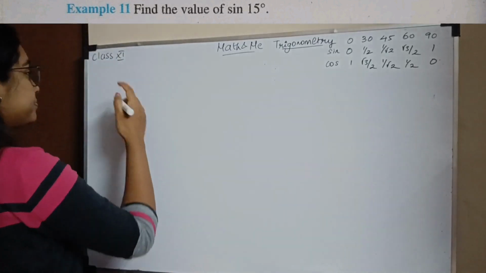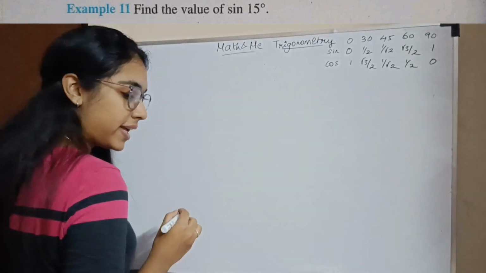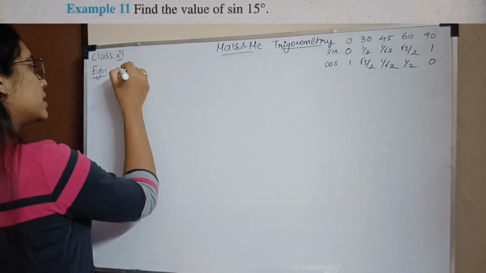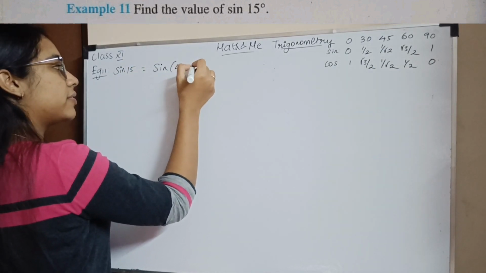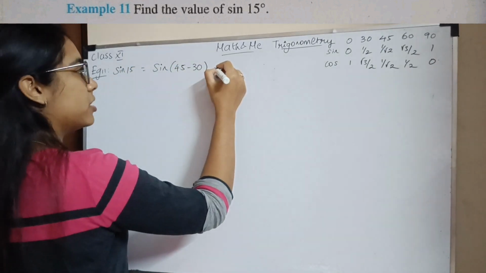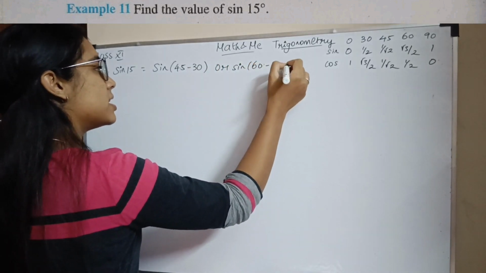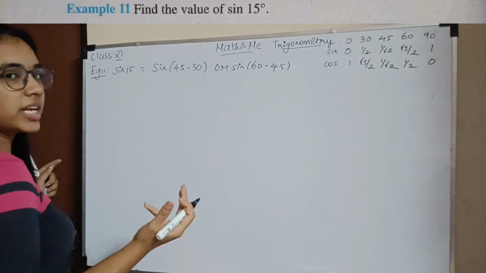Example 11. Find the value of sine 15. So how can we take sine 15? Sine 15 can also be written as sine of 45 minus 30. Or I can write it as sine of 60 minus 45. This is another option. So these are the two options, and I can choose any one of the options.